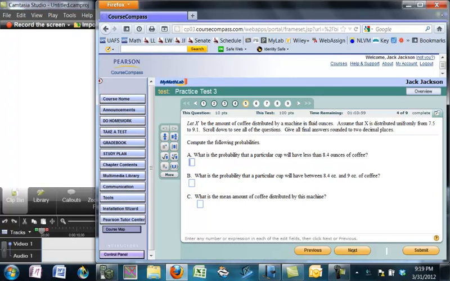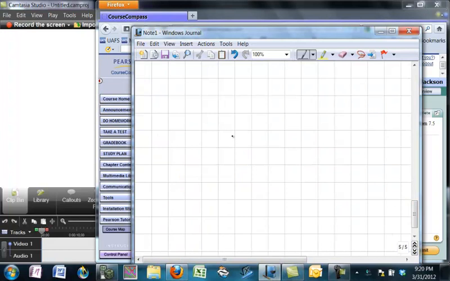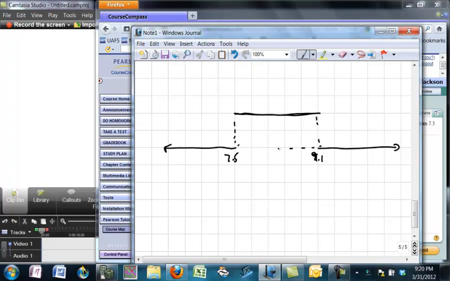Alright, let X be the amount of coffee distributed by a machine in fluid ounces. Assume that X is distributed uniformly from 7.5 to 9.1. We'll go down and see what we have here. Give all final answers rounded to 2 decimal places. Okay, so they said it's uniform 7.5 to 9.1. So on scratch paper, to the right of 9.1 it's 0, to the left of 7.5 it's 0, and it's some height in between. It should be a horizontal line right across there. So basically we have a little rectangle right here of area 1.